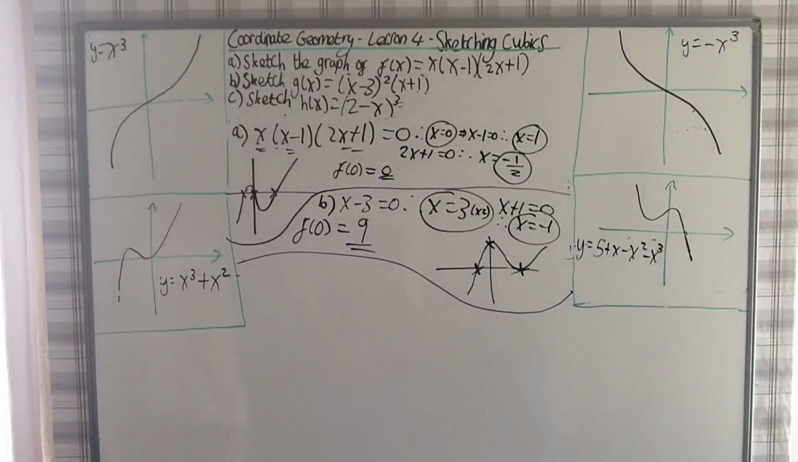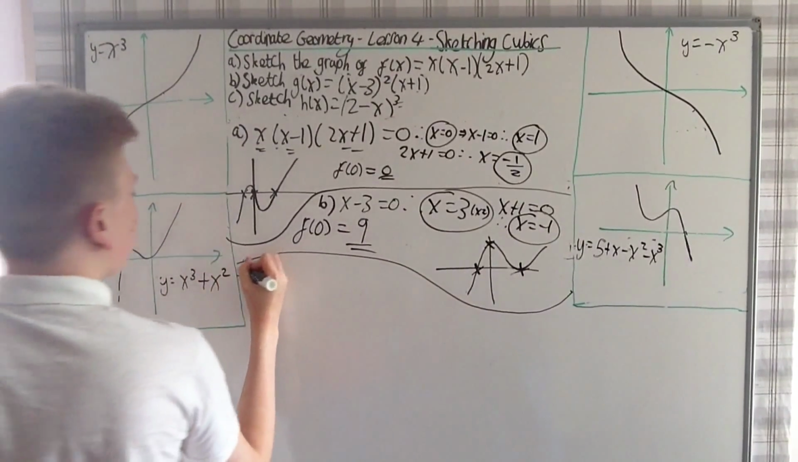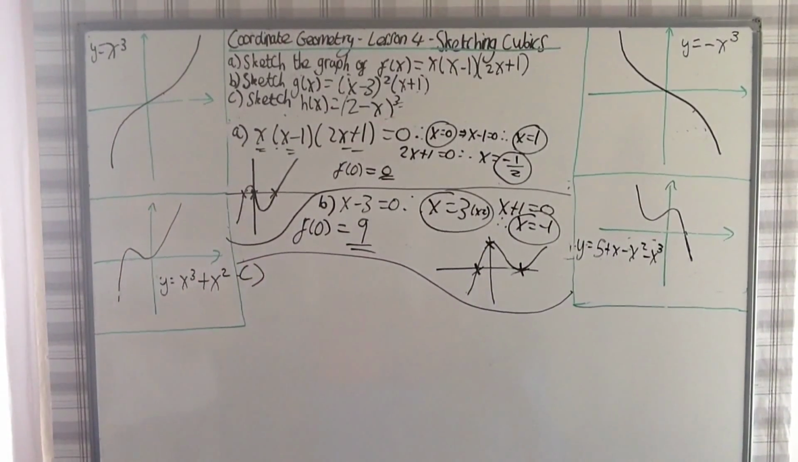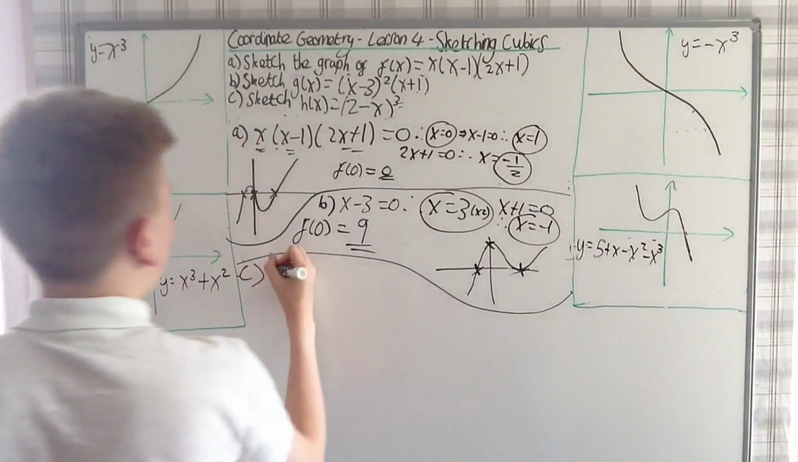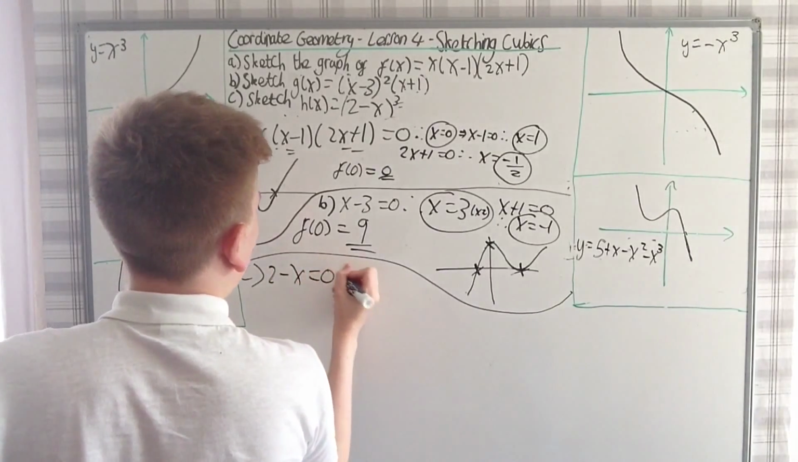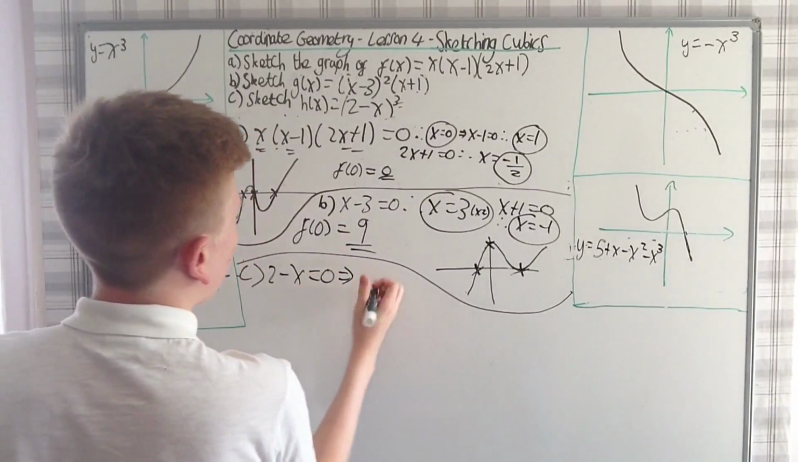Okay, so now let's do part C. Sketch h of x equals (2 minus x) all cubed. Making it equal to 0, we get x is 2. Quite simple, just move the minus x across to become positive.